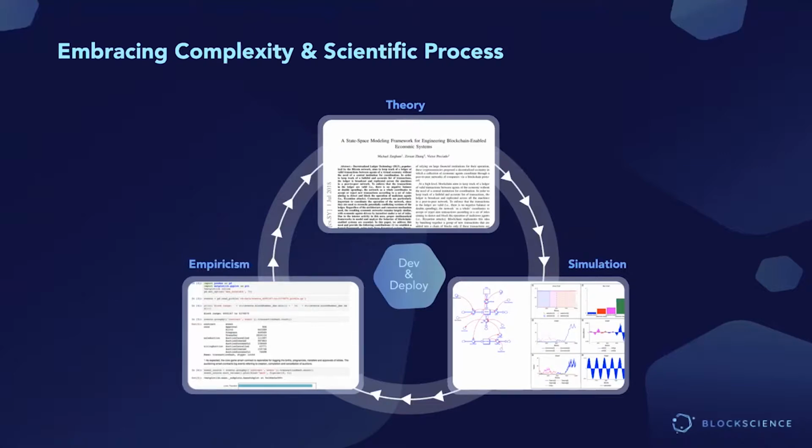a software system that emulates or simulates it, and then you develop and deploy something, and you use empiricism to measure the current state of that system. You compare that empirical data back to your simulations, and you use it to refine your theory. And this creates a feedback loop of ever increasing understanding of your system.